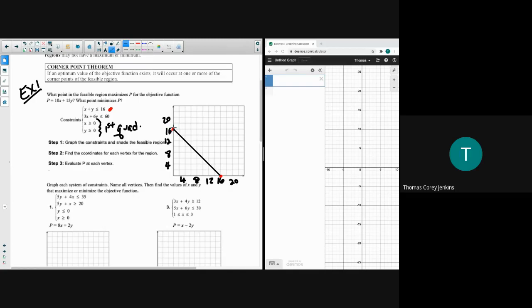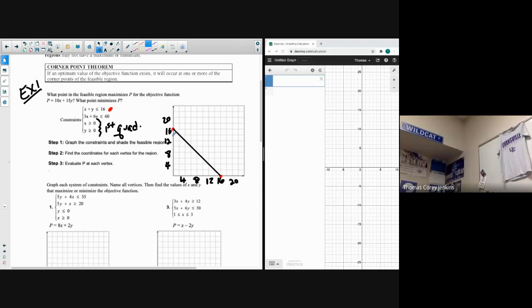Notice I didn't put arrowheads on both sides because we're only looking in the first quadrant, so it wouldn't go past into the negative of x or y. It's just going to stay in the first quadrant. All right, and then as far as shading goes, it's less than, so we would shade on the low side of that line.